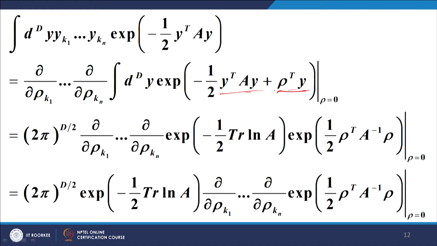The net result is that I would precisely get this expression when I differentiate with respect to rho k 1, rho k 2, rho k 3, rho k n. When I do all this differentiation, in every case I will get one factor. When I differentiate with respect to rho k 1, I will pull in y k 1. When I differentiate with respect to rho k 2, I will pull in y k 2 and so on. So, if I differentiate with respect to all these quantities, then I will get this factor. In other words, these two quantities are equivalent.